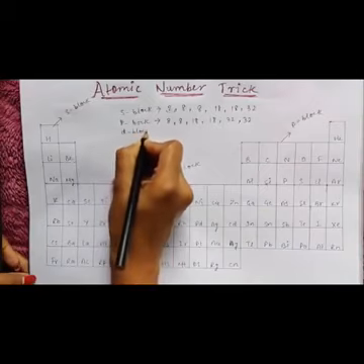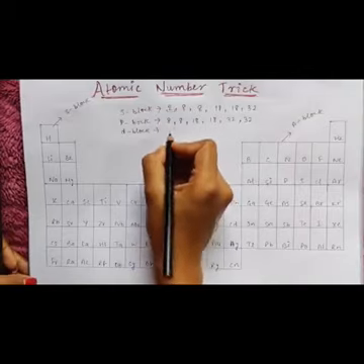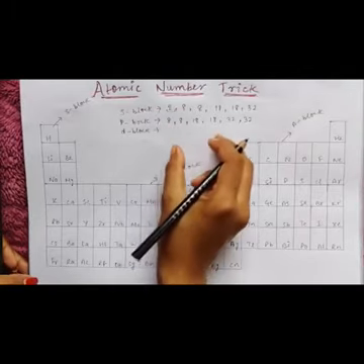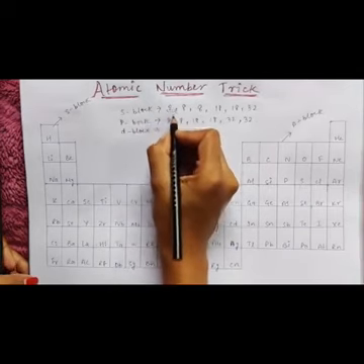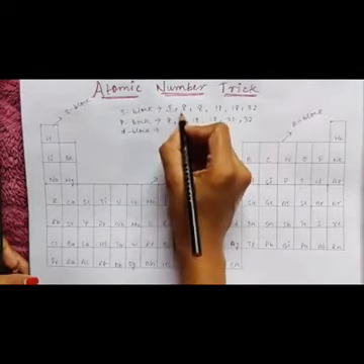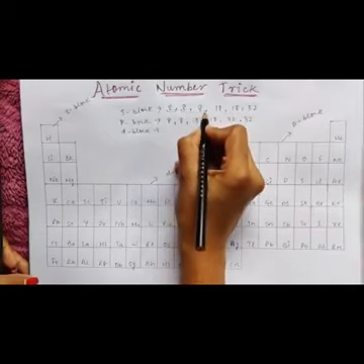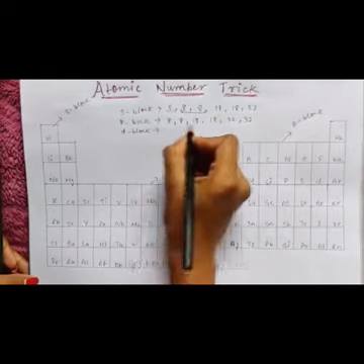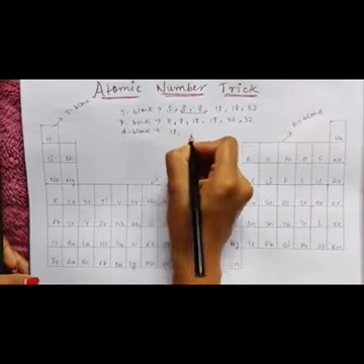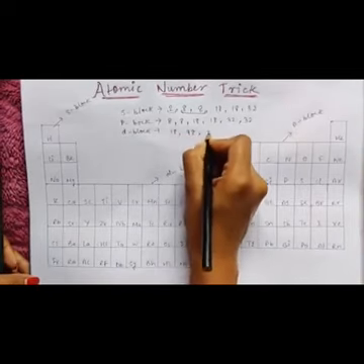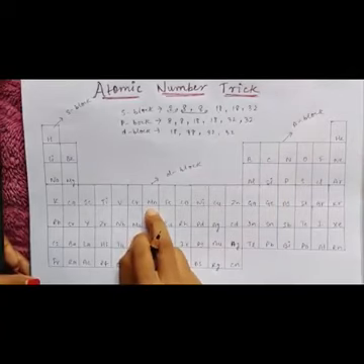Now the D block. In the D block, 2, 8, 8 are skipped. Why? Because the D block starts from the lower part only. It starts from 18 onwards, so you should not start from 2 onwards. So 18, 18, 32. If you want to take one more 32 also, no problem. 18, 18, 32, again 32 for the D block elements.